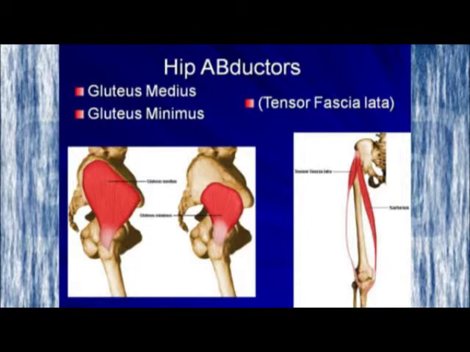Tensor fasciae latae is going to come all the way down. That's an interesting muscle to consider because you're really attaching at the knee. You could end up having a dysfunction at the hip that transmits abnormal tension and strain onto the knee, and you've got chronic knee pain or ankle pain, and that's directly coming down from tensor fasciae latae.